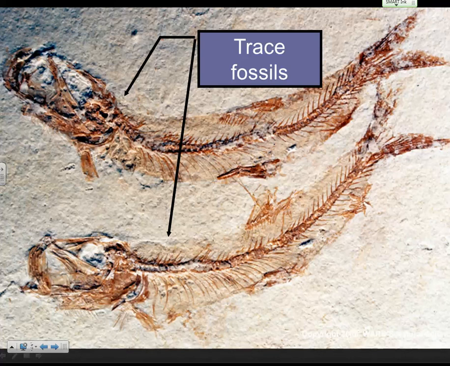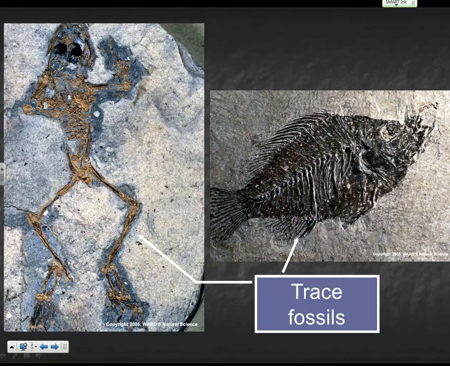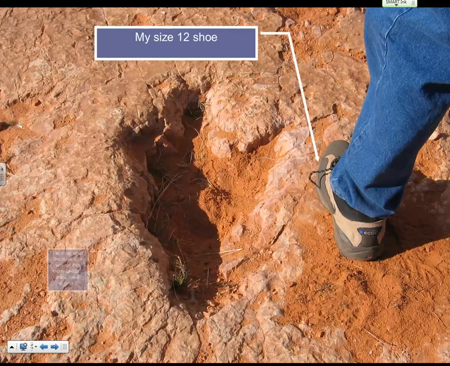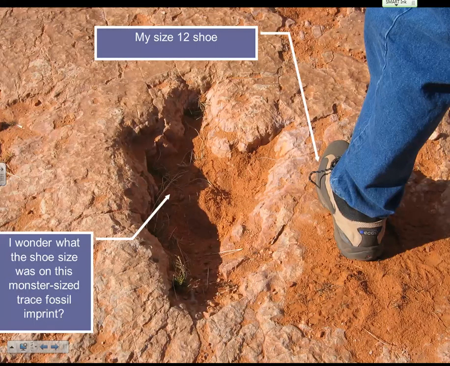And some trace fossils of fish. It's interesting. Find out lots of these out west, like in Utah. There's a frog on the left, another fish on the right. And there's a big trace fossil, a giant imprint from a monster-sized dinosaur. And there's my size 12 shoe to the right of it. So you can just see how big these things were. This is in the deserts of southern Utah. And that's it. So hopefully you learned a little bit about fossils today.